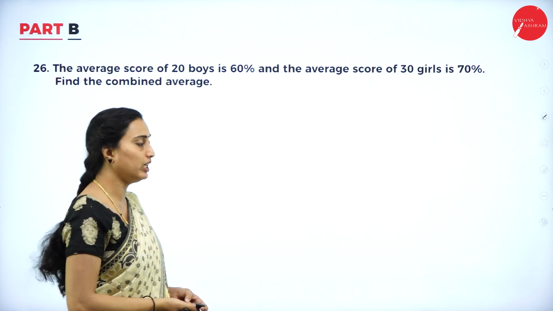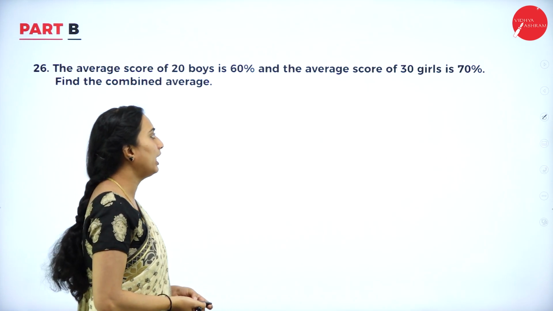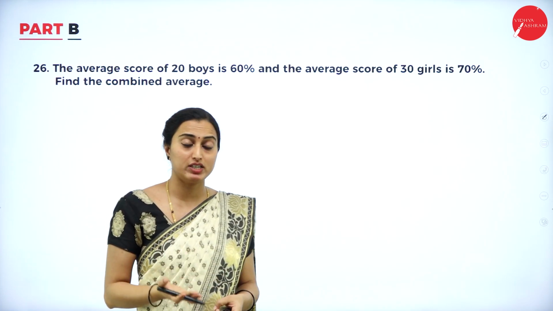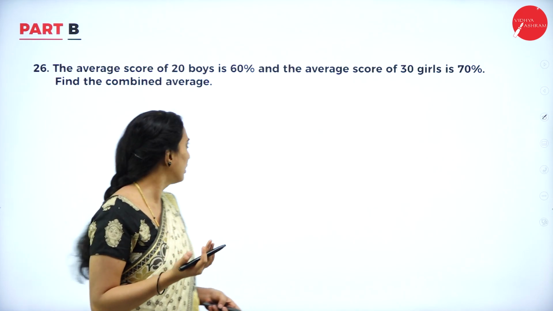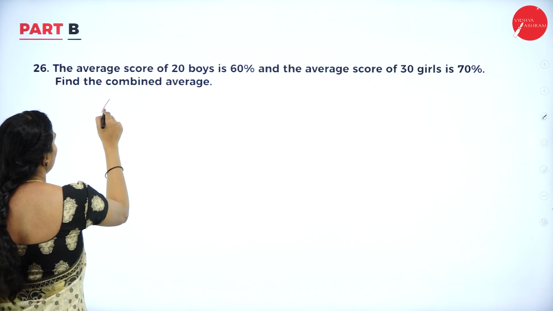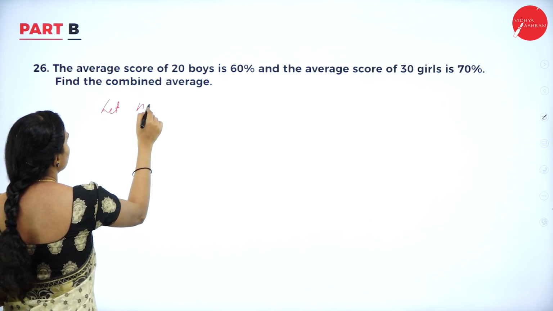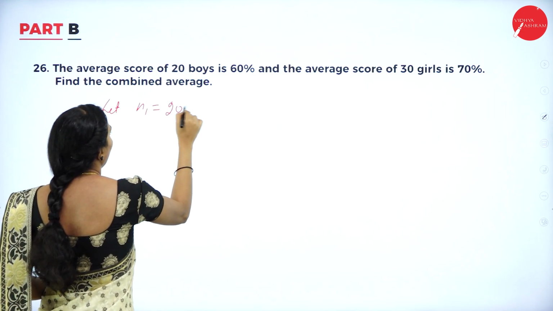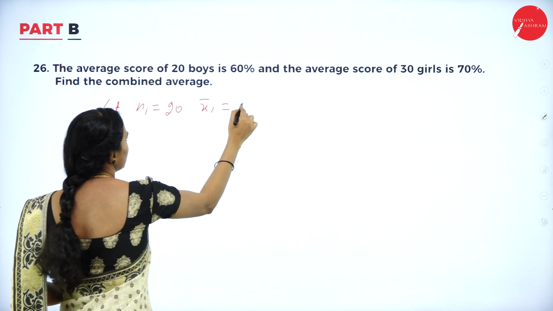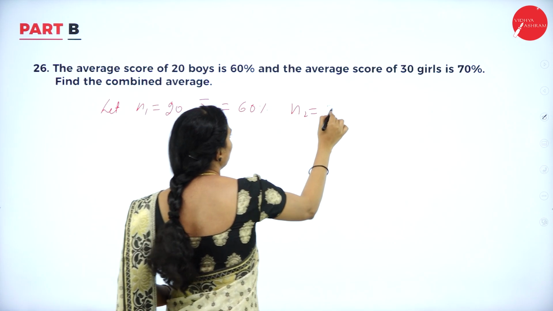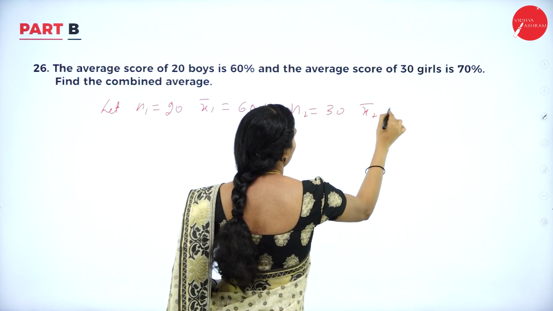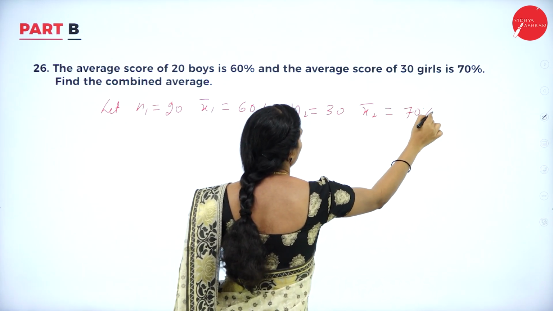The average score of 20 boys is 60% and the average score of 30 girls is 70%. Find the combined average. This is from the chapter averages. So let me take, let number of boys, it is given as 20, and x1 bar they have given as 60%, and number of girls which I have taken n2, and x2 bar average they have given as 70.